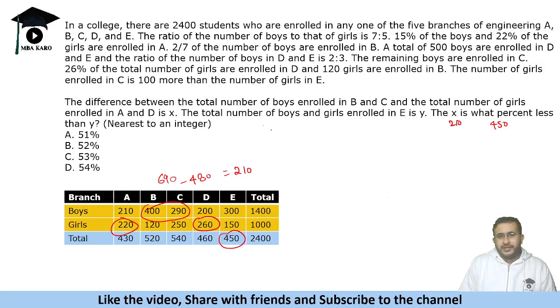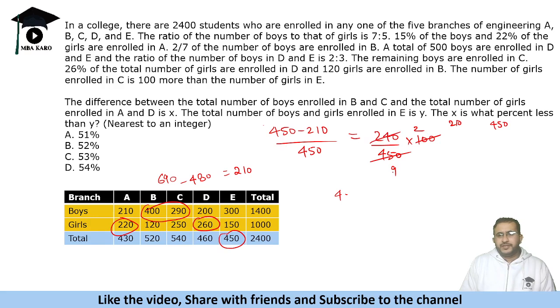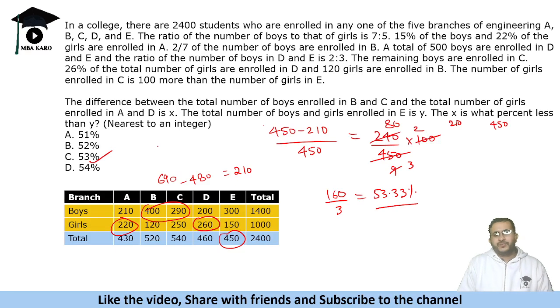Okay, so 450 minus 210, divided by 450, is 240 by 450. And we need to convert this into a percentage. So this is 50 into 2, 50 into 9. So 480 by 9, or we can further reduce it to 160 by 3. 160 by 3 is 53.33 percent. Now this is one set that one must have attempted in the examination.